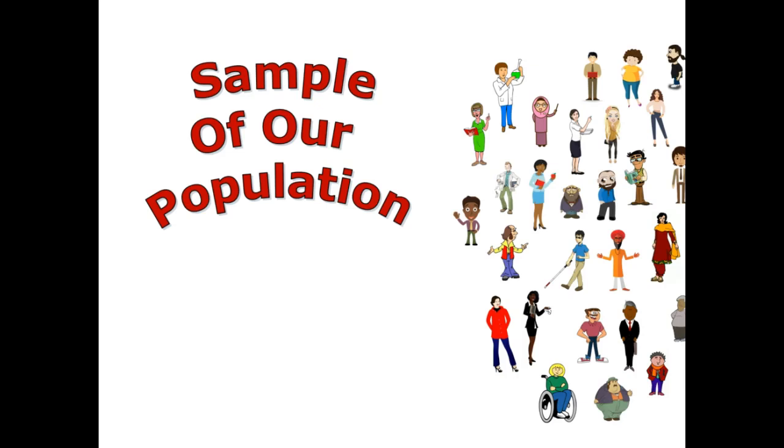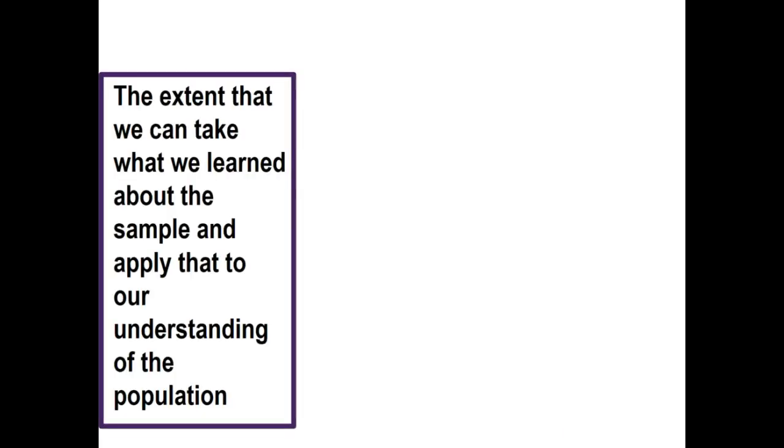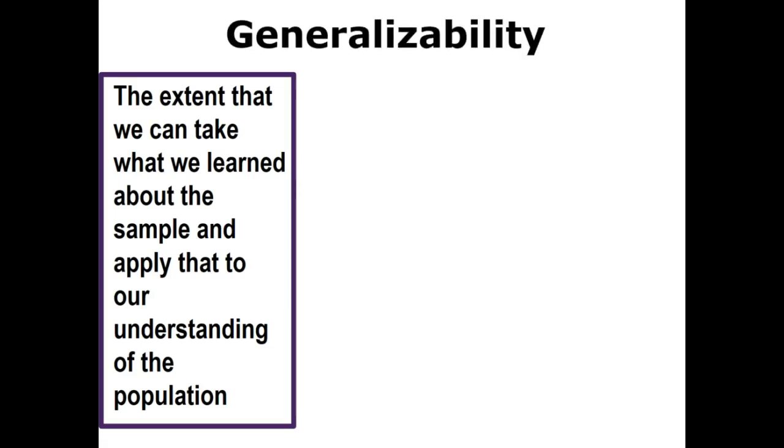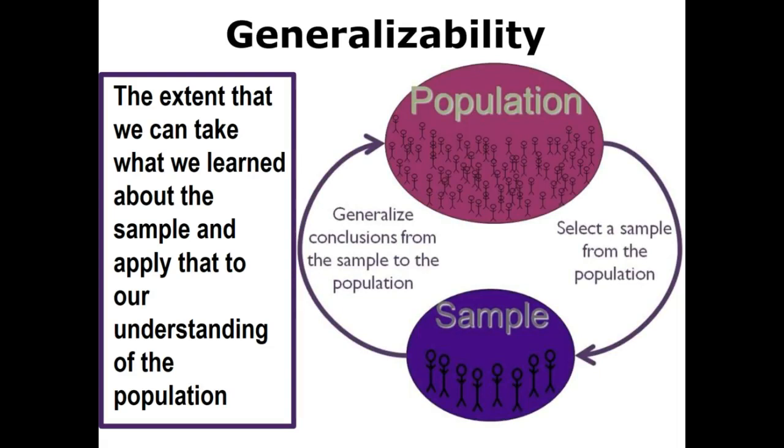Of course, the whole point of the research is that we want to be able to draw some conclusions about our entire population of college instructors. So we need to choose our sample wisely. The term that we use to describe the extent that we can take what we learned about the sample and apply that to our understanding of the population is generalizability. We say that we want to generalize conclusions from the sample to the population.